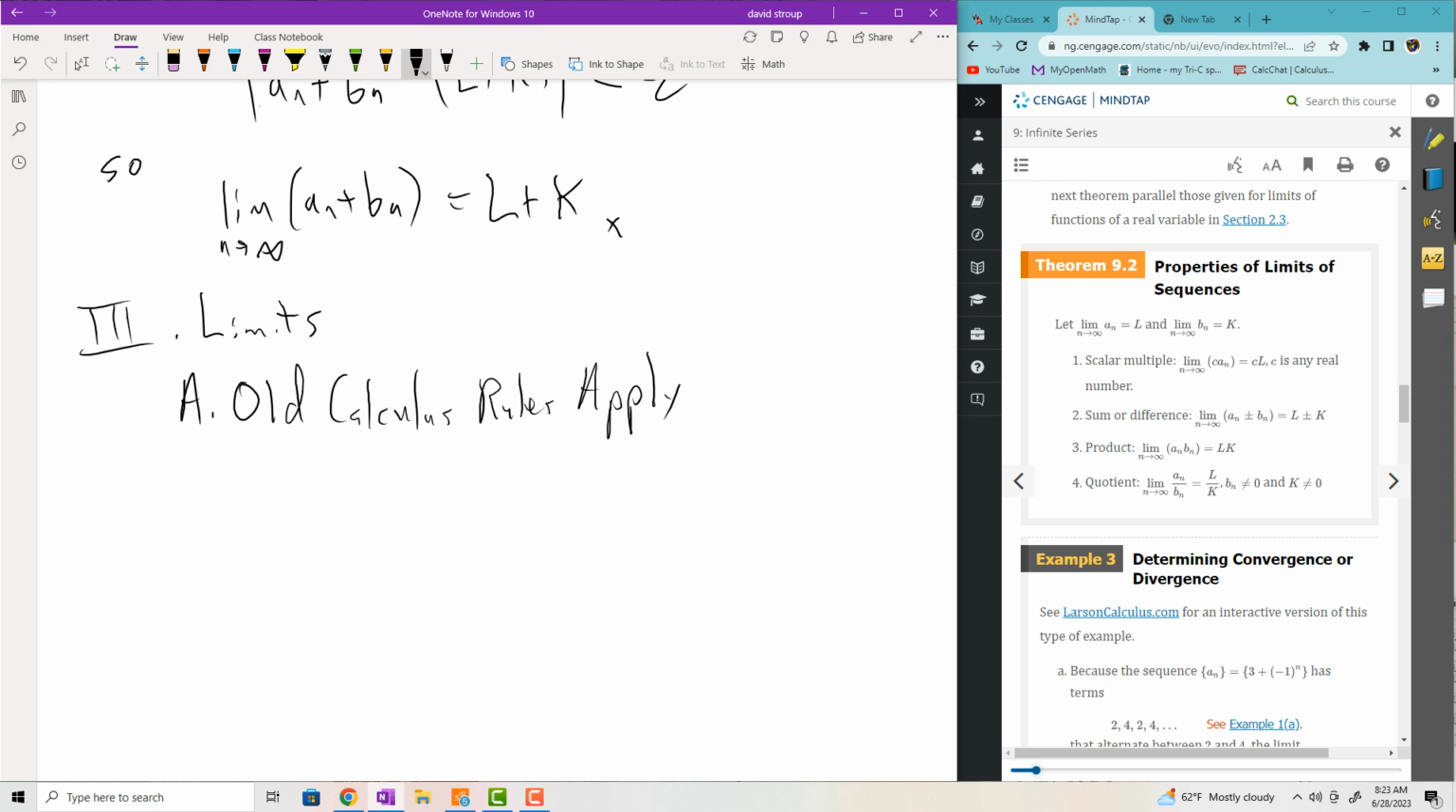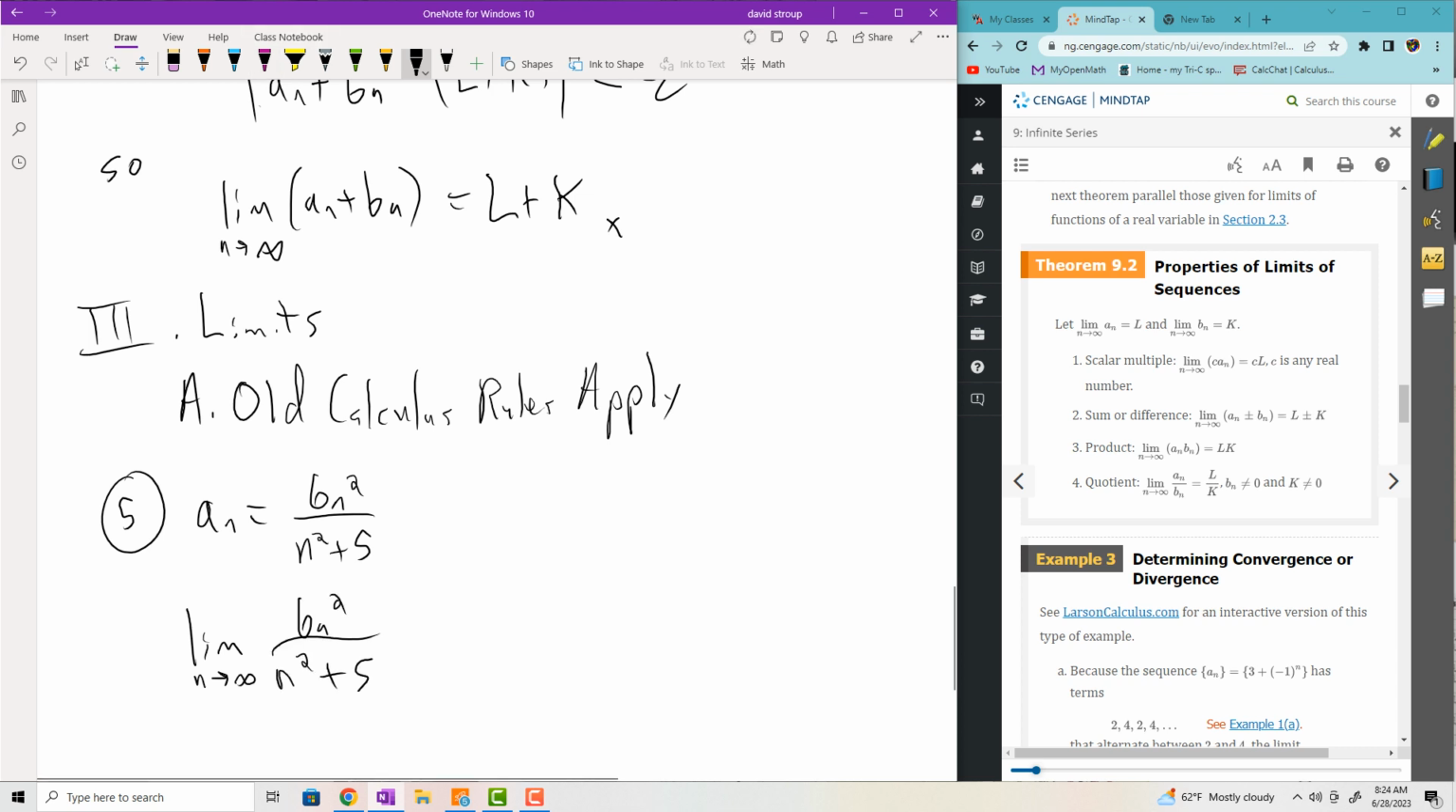For instance, number 5, you have the sequence a sub n equals 6n squared all over n squared plus 5. And you want to know the limit of a sub n as n goes to infinity. Hopefully at this point you should be able to just look at it. You're used to working with x's, but you can just think in terms of n's now. So what is this? It's a limit of 6. So that should equal 6.